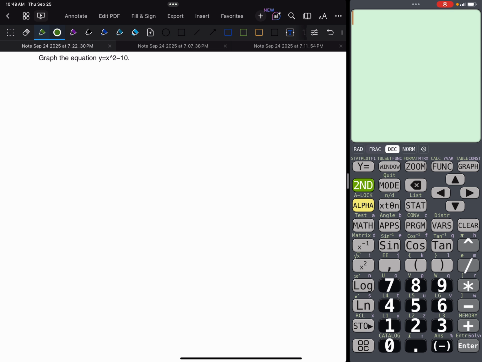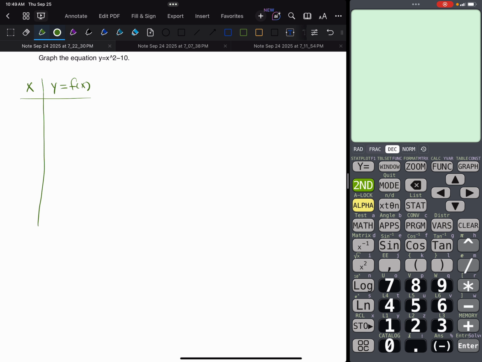When I look at this, I have an input and an output. I have a domain and a range. My input is going to be my x values. And my output, those are my y values, which are the same thing as my f of x values, right? Those are my function outputs.